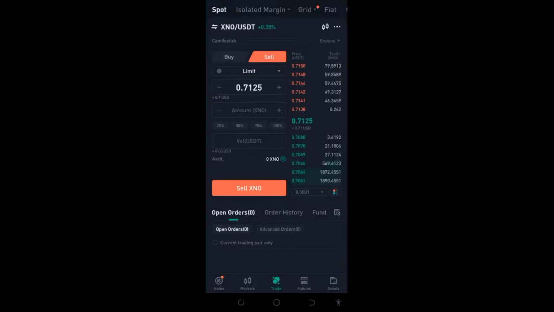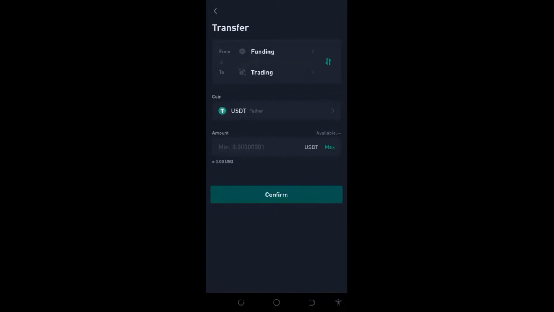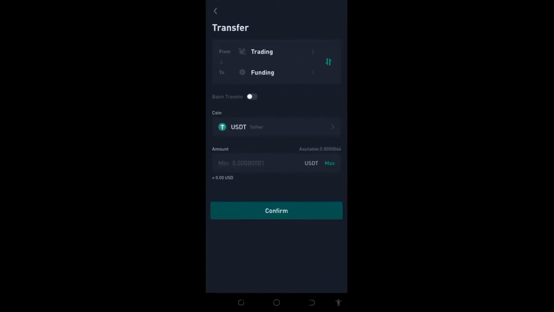Oh, does it? Oh, it's even looking good. Oh my gosh. Let's see. Wow, what's going on here? Oh, I have to transfer. Now I was getting so ecstatic about it. So we need to transfer it from funding, right? Where is funding? Yes, that's it. It's in funding.